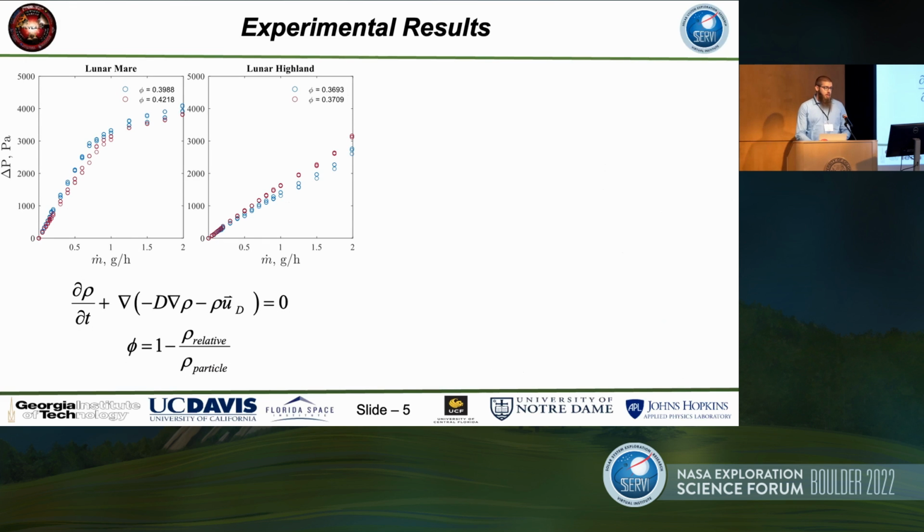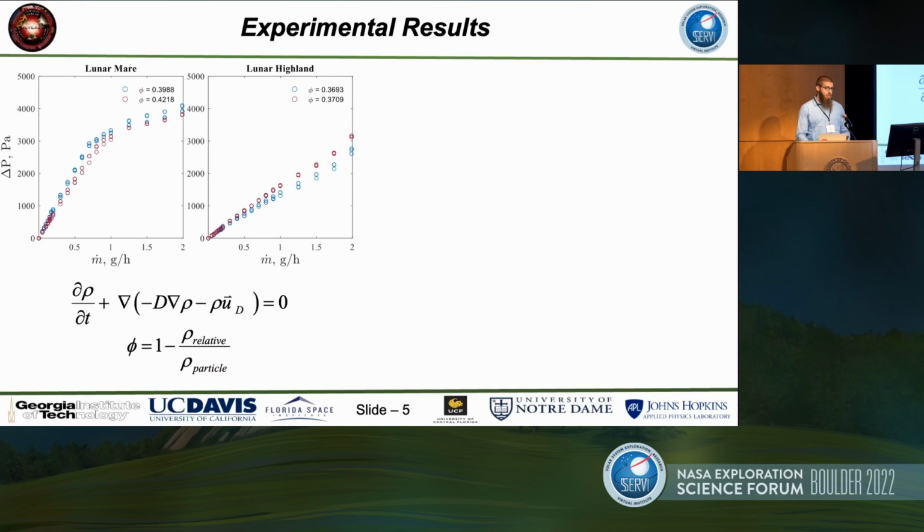Now into some of the experimental results. On the left here, we can see the pressure differential across the packed beds for the Lunar Mare and the Lunar Highland simulants for two different packed beds, which are characterized by the porosity, or a ratio of their relative density, the bulk density over the specific particle density for the simulants. Each packed bed was run twice to rule out any effects of hysteresis. And as expected, we see a larger pressure differential across the Lunar Mare, given that it has the smaller particle size.